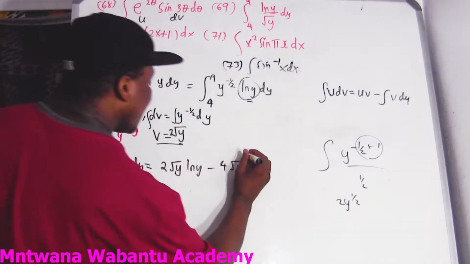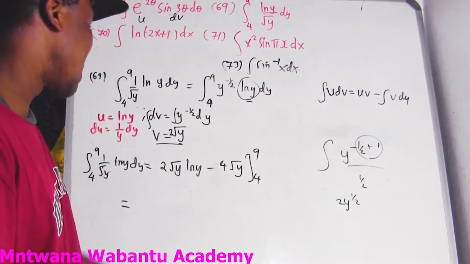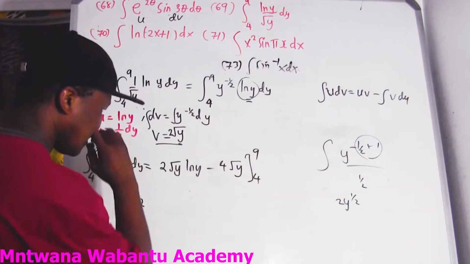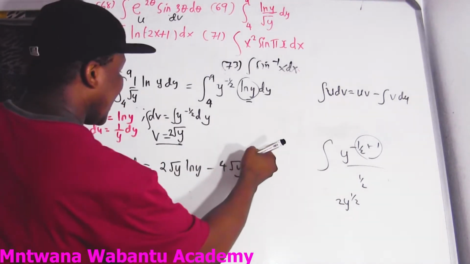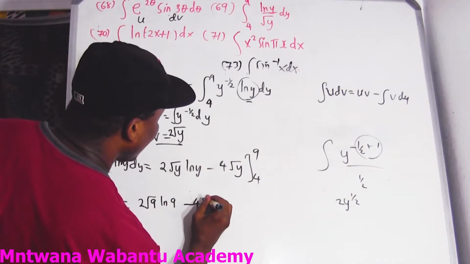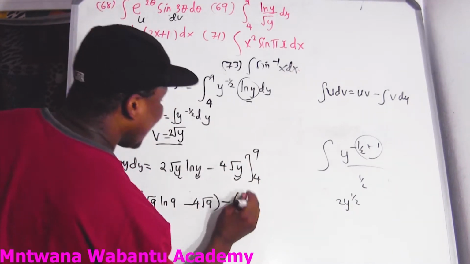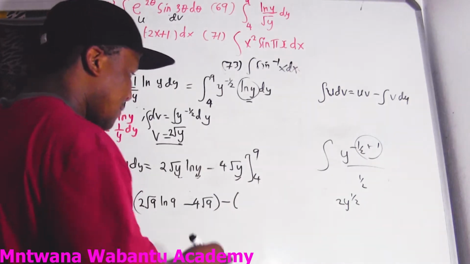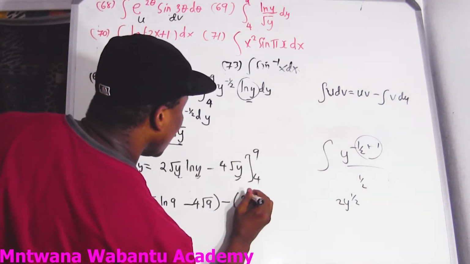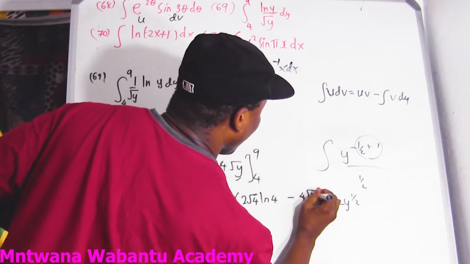We don't have a constant; we have to put in our limits, lower limit and upper limit. Since this is a definite integral, you take the upper limit, substitute throughout, and then minus the lower limit. So it's 2 square root of 9 ln of 9, minus 4 square root of 9. Then minus, substituting the lower limit, 2 square root of 4 ln of 4, minus 4 square root of 4.